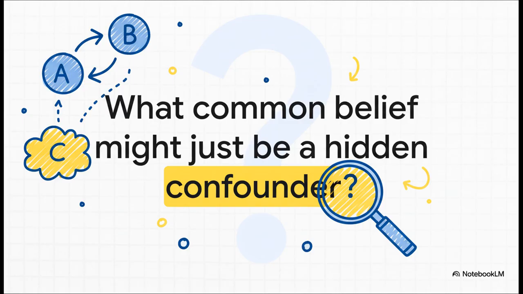So I'll leave you with this question to think about. What common belief, what obvious connection that you see all the time might actually be the result of a hidden confounder? Once you start looking for them, you'll start seeing them everywhere.